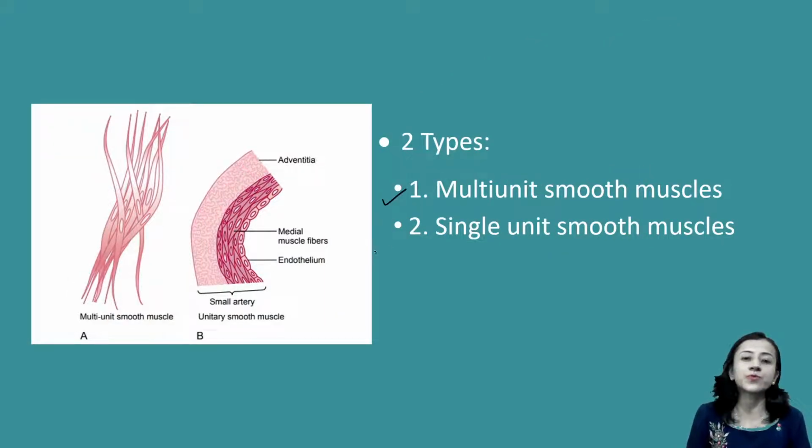Mainly two types of smooth muscles are there. You can see here, this is the diagram from a standard textbook: multi-unit smooth muscle and single unit smooth muscle.